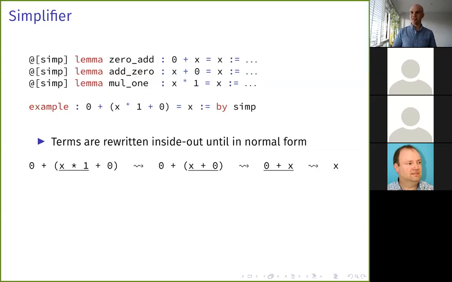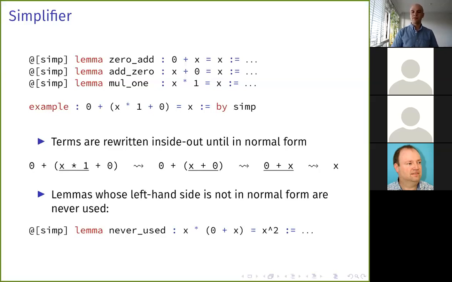Now, one consequence of this algorithm is that it can happen very easily that some simp lemmas may never be used. They become essentially completely useless. And this is when the left-hand side of the simp lemma, of the equation, is not in simp normal form. For example, this lemma never_used here will never be applied, because in any case where it could be applied, the simplifier would first simplify the right factor of the multiplication using the zero_add lemma, and then never_used no longer applies.